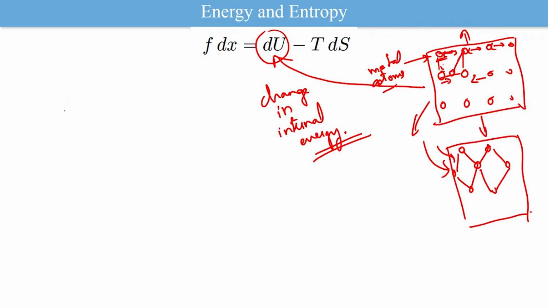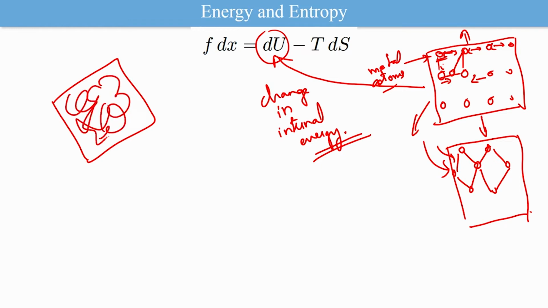Now, in case of polymers like rubber, it is a polymer. So, it is a combination of monomers, and all these monomers are held together by covalent bonds. And these monomers can be oriented in different fashions.